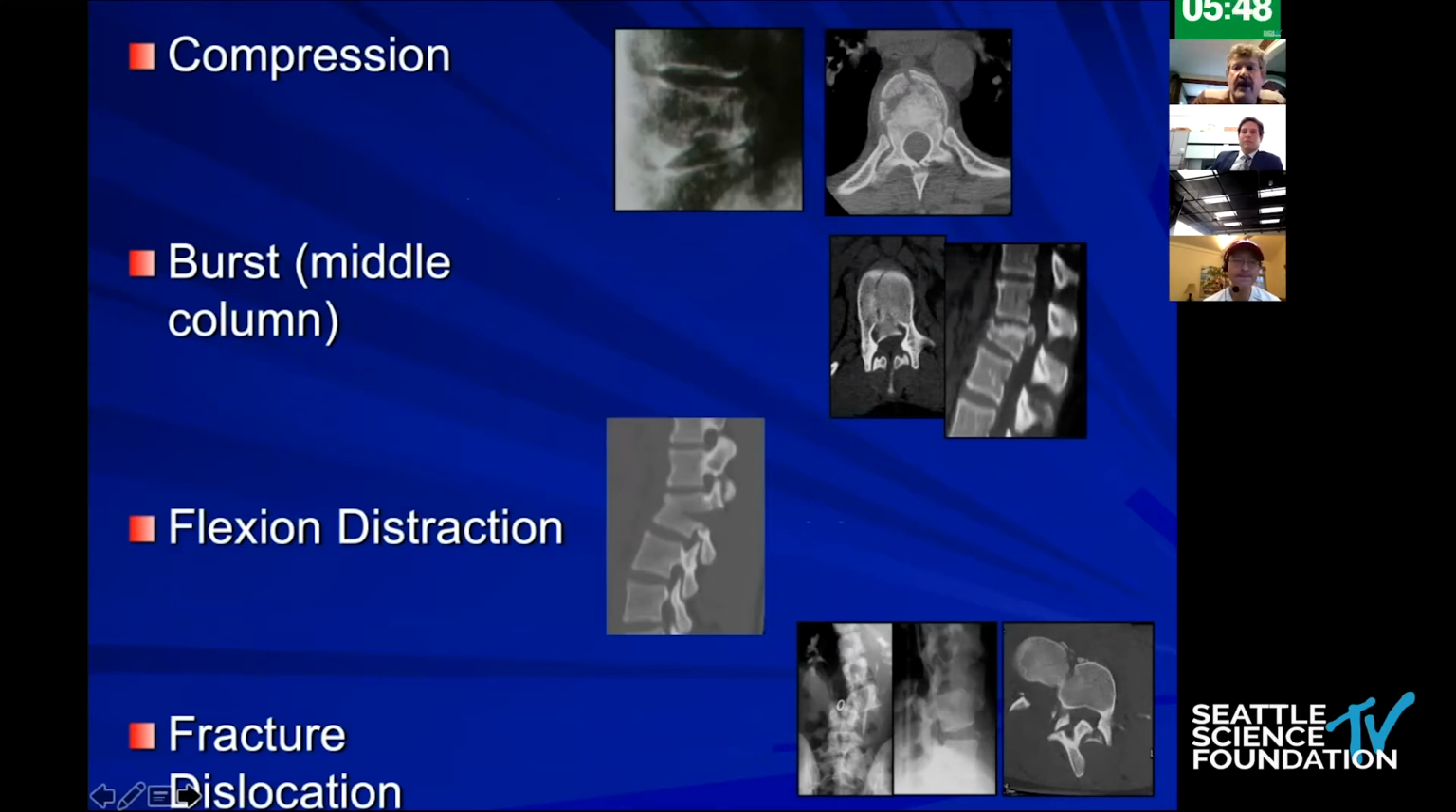So Dennis gave us this morphological concept. And I think really these four patterns we still talk about. It's very easy to talk in these terms of compression, burst fracture, which is really what came into play with that classification involving the middle column, flexion distraction, and fracture dislocations.